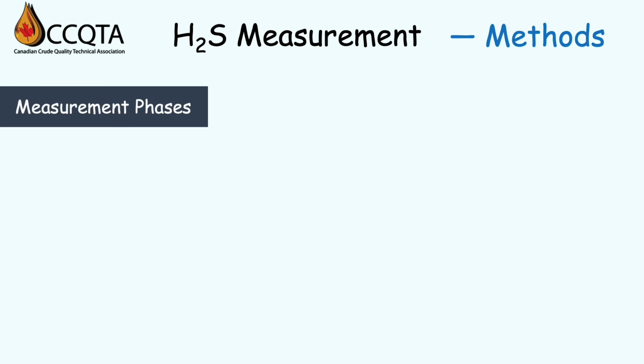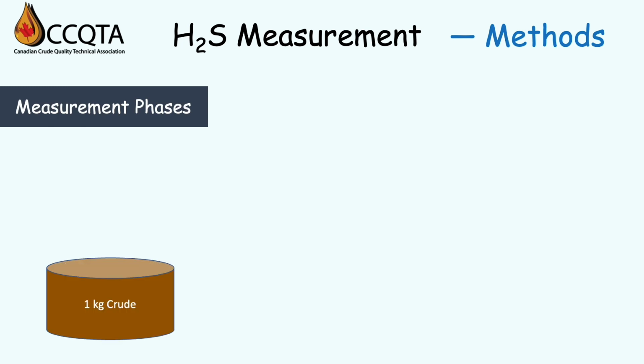Let's look at the different phase measurements practically. D5623 and UOP 163 give you the milligrams of H2S per kilogram of crude oil. As a worst case scenario, you could say, what if all the H2S came out of the liquid and was released? That's a relatively easy calculation. For example, if you have 1 kilogram of crude that has 100 milligrams per kilogram of H2S, that equates to 100 milligrams of available H2S for evolution.